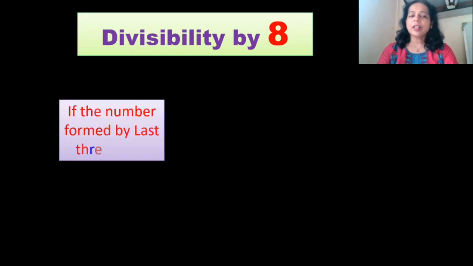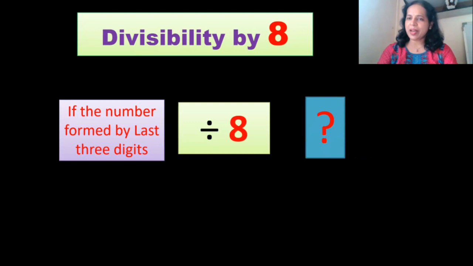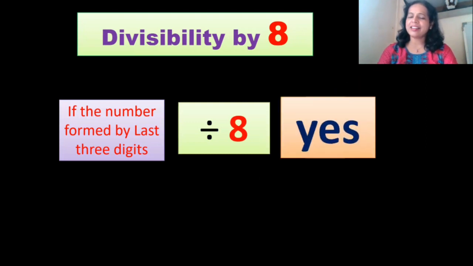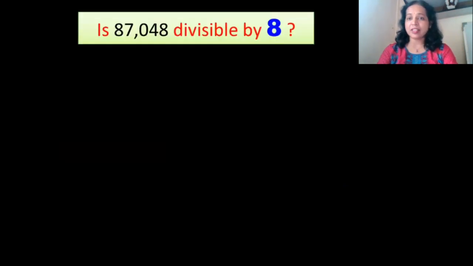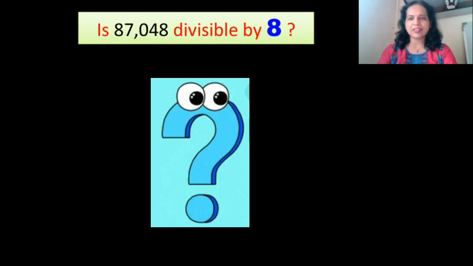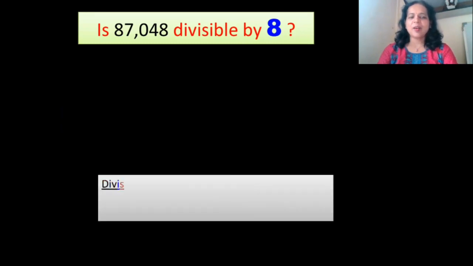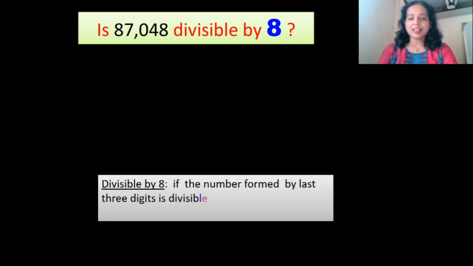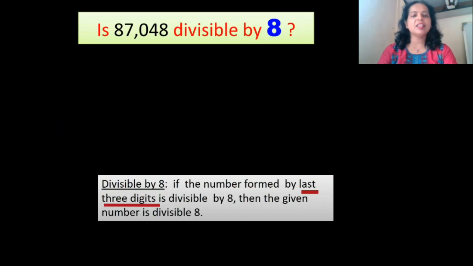Let us check the divisibility by 8. The rule says if the number formed by the last 3 digits is divisible by 8, then that number is divisible by 8. Let us check whether the given number is divisible by 8. Is 87,048 divisible by 8? Let us check. What does it say? Last 3 digit number. Concentrate only on the last 3 digit number.